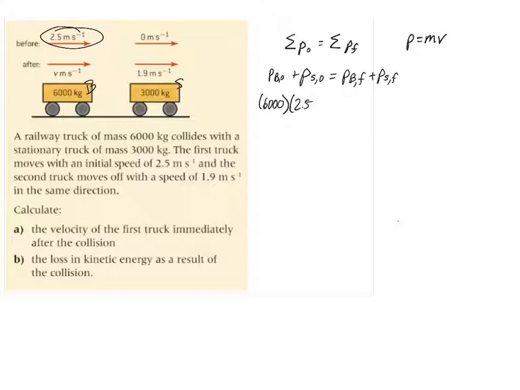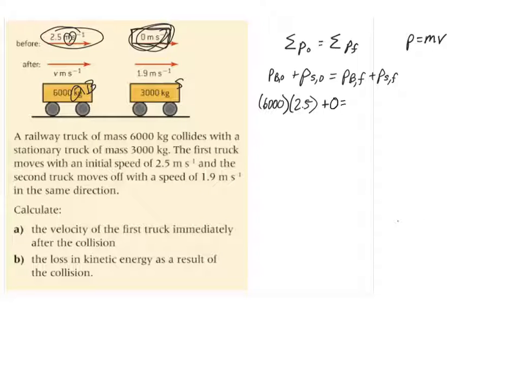Notice again that both of these units are already in SI, right? Kilograms and meters per second. And so I'm okay just putting those numbers in. Plus the momentum of the second car. Again, the momentum of the second car will be 0 because its initial velocity right here is 0. So we'll go ahead and put in 0 for its momentum.